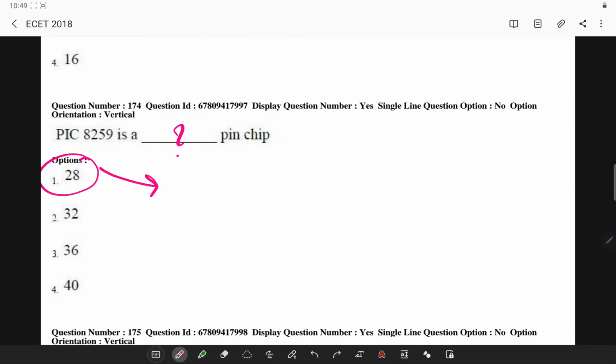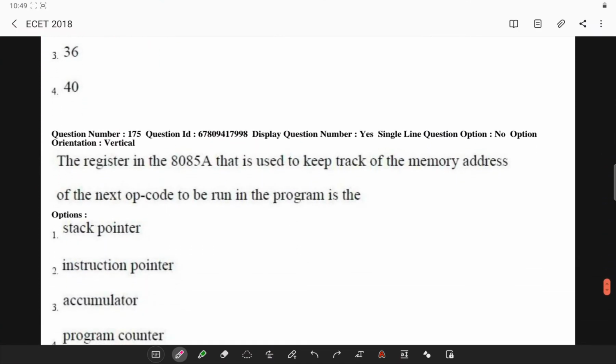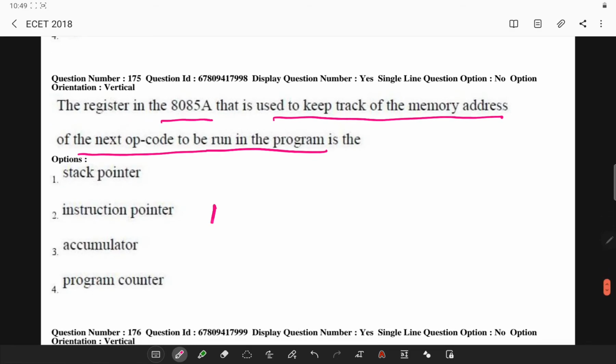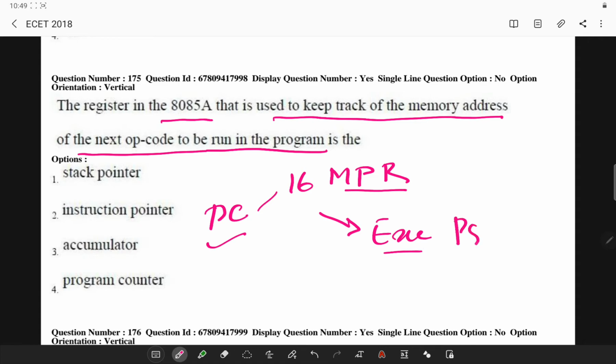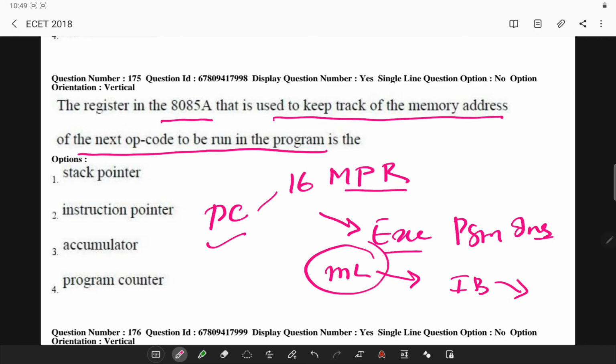Next, the register in the 8085 processor that is used to keep track of the memory address of the next opcode to run. We have discussed this in an earlier video also. The program counter is a 16-bit memory pointer register which is used to sequence the execution of the program instructions. It also stores the address of the memory location where the next instruction byte is to be fetched in the 8085 processor. Generally, the PC is incremented by 1 and is now pointing to the address of the next instruction.